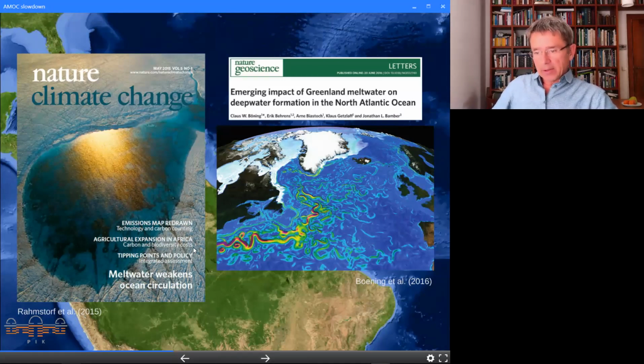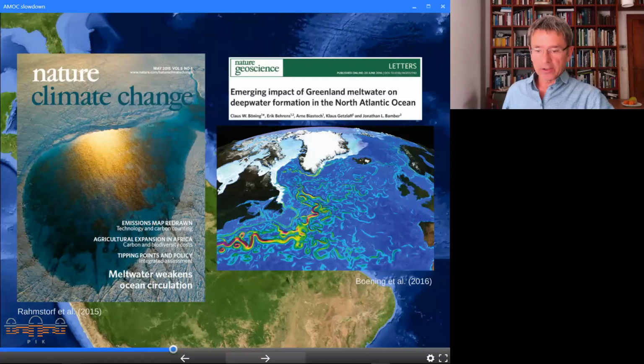Now, our article was here on the cover of Nature Climate Change with this headline, Meltwater Weakens Ocean Circulation. A year later, the group from Claus Böning from Kiel showed in high resolution model simulations that Greenland meltwater starts having an impact on the Atlantic overturning circulation. And of course, we know that Greenland melting is accelerating. That's what the satellite data by NASA and others are showing.